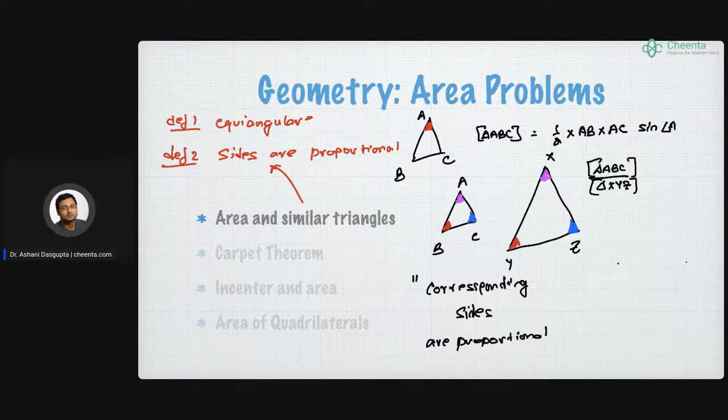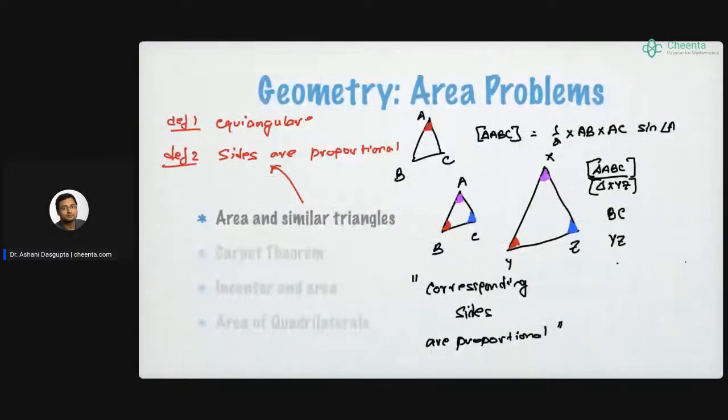So what does this particular phrase mean? Well, it is very simple. What you do is you look at the sides which are opposite to equal angles, and you say, okay, those are corresponding sides. So in our context, you can easily check that BC and YZ are corresponding because they are both opposite to the pink angle.